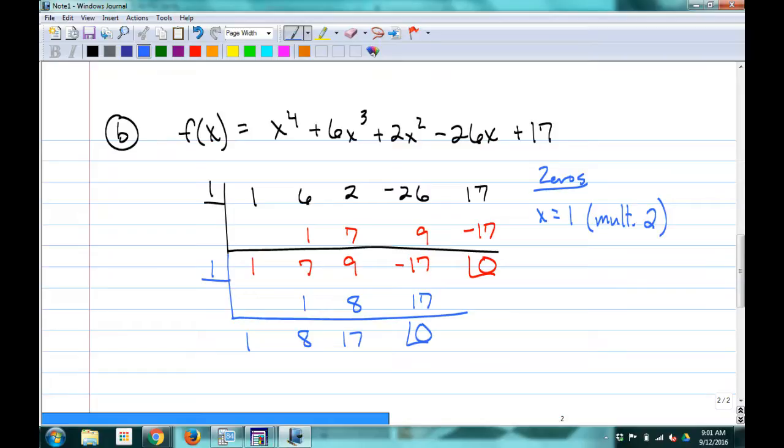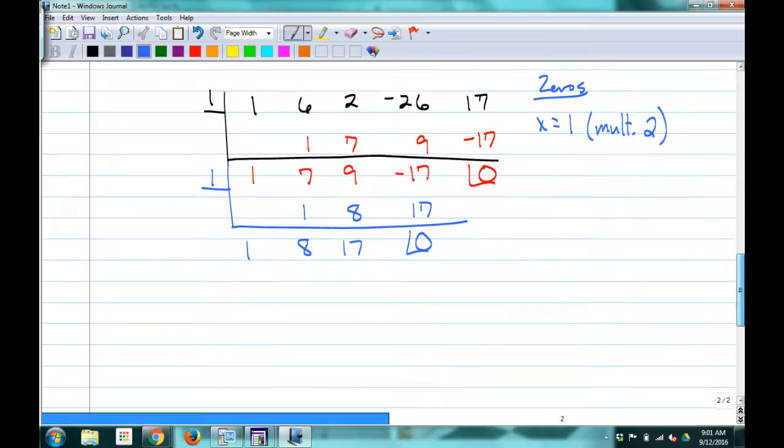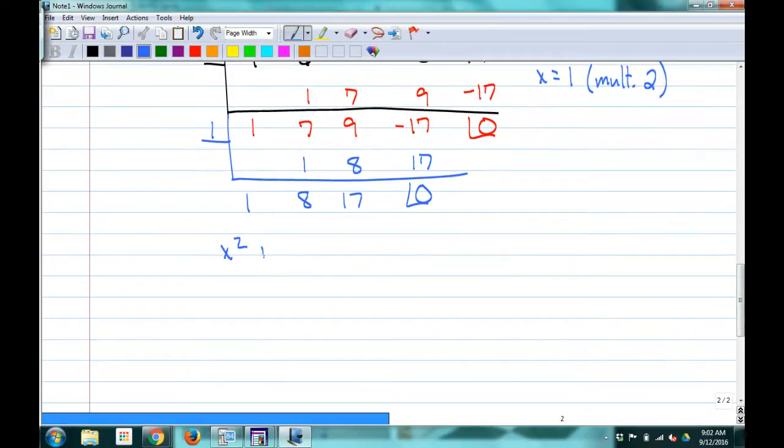So we have a quadratic left over. We have x squared plus 8x plus 17, and technically that's equal to 0. We want to try to solve that. If I think about factoring, is there anything that multiplies to be 17 that adds to be 8? No, so factoring is not going to work. Quadratic formula is the way that I would do that.